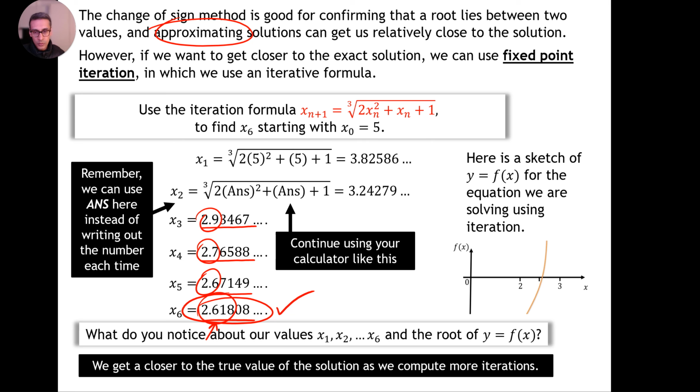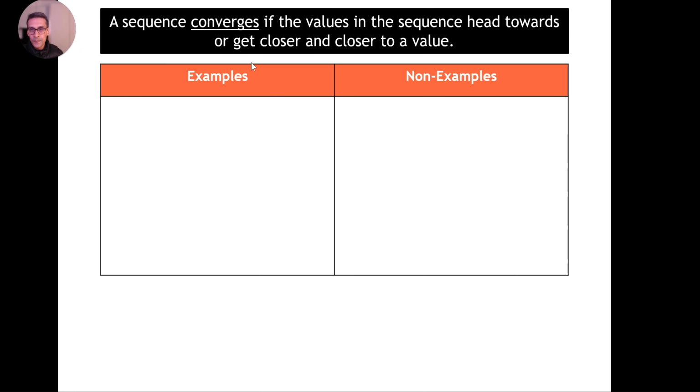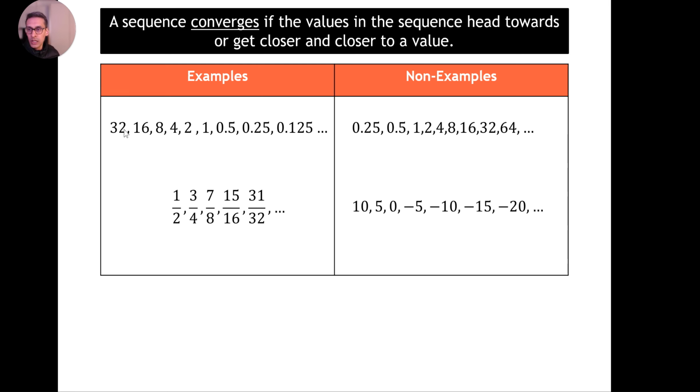Okay, so we know that these answers are going to converge to a specific value. So have a go with the following question just after we look at what converging means. So converging just means they get closer and closer to a specific value. So in this case, you can see, is this a converging sequence? Well, you can see it's getting closer and closer to 0. So it converges to 0. This below sequence here kind of gets closer and closer to 1.